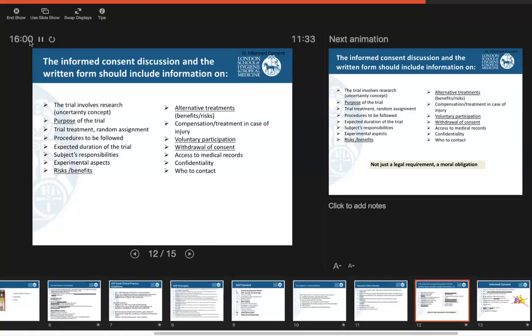Everything must be confidential except to the study team, and there must be a contact person that they could contact if they have any questions about the trial.